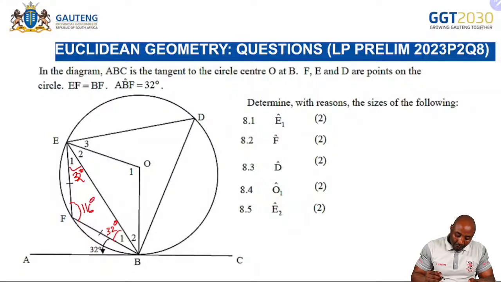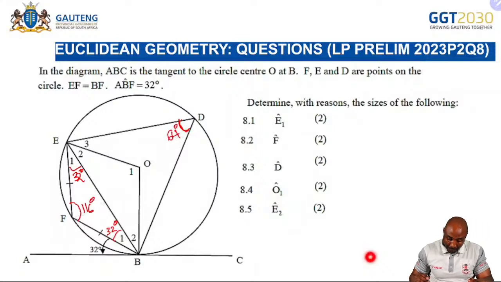Using that, if I look at B, D, E, F, I'm seeing a cyclic quad because all the vertices are on the circumference. I'm able to get that angle. If I check, angle F is opposite angle D, so this should also be 64 degrees because these are supplementary.